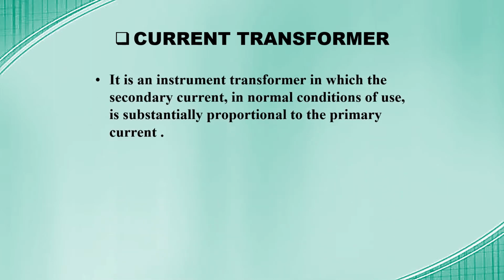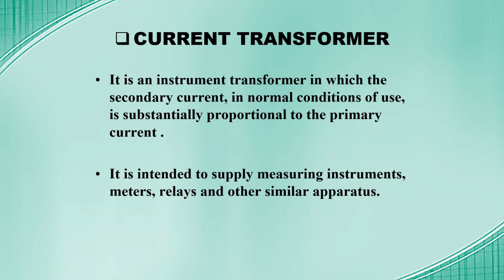Current transformer is nothing but an instrument transformer which transforms a high rating of primary current to a low rating of secondary current. And this secondary current is further fed to measuring instruments, meters, relays, and other similar apparatus. The CT used in any transmission system is a multi-core multi-ratio CT.